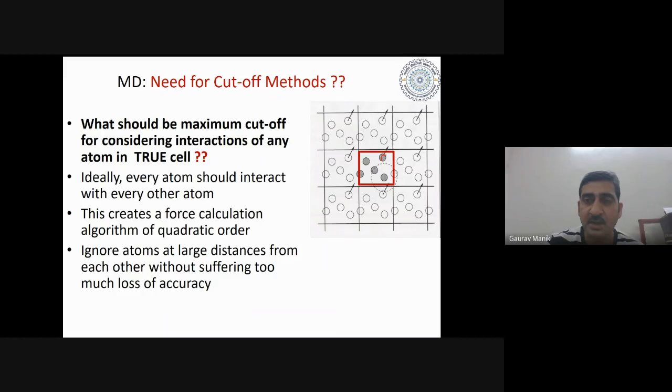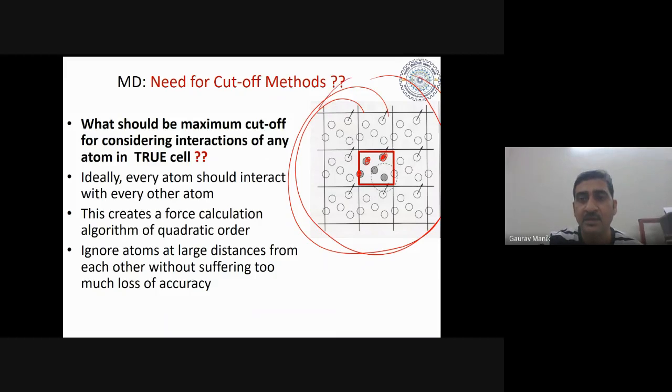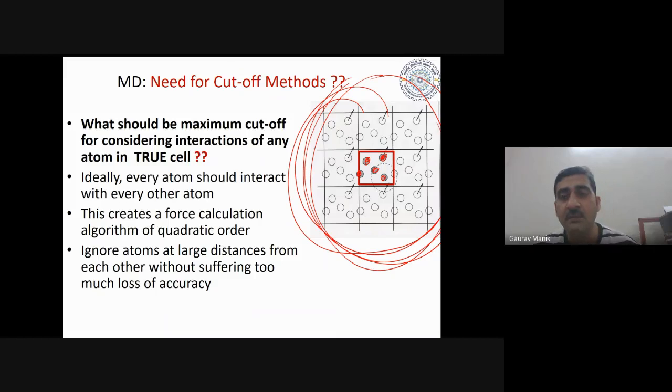Imagine if this particle has to interact with all these particles, then imagine the number of calculations that we'll have to do at each step. Likewise, for all the particles, we have to calculate the interaction with all the particles. This also has to interact with all the particles, and this also, and this also. So you can imagine in one single iteration, you will have to do a whole lot of calculations, which will make our simulations extremely slow.